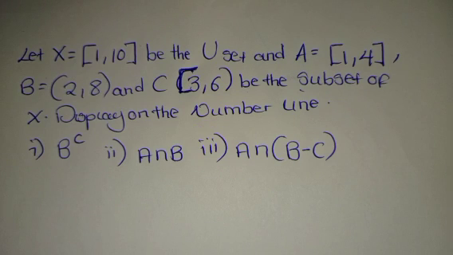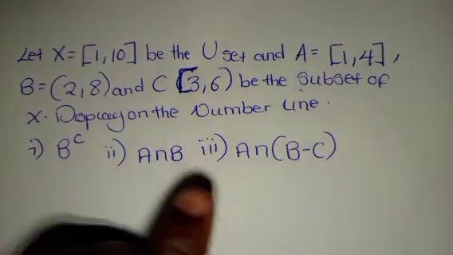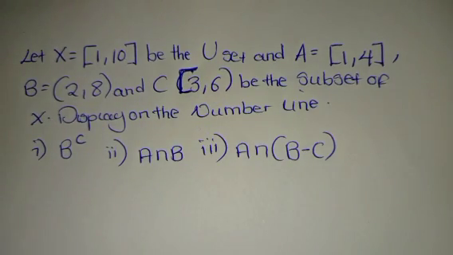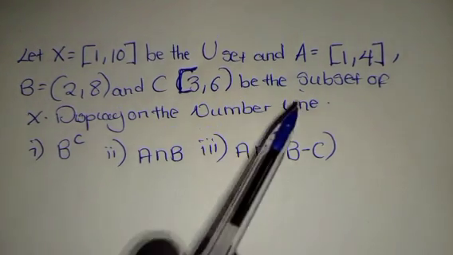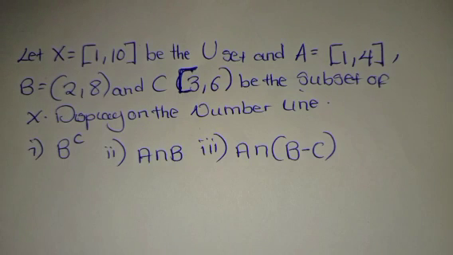Your host, Golden Zulu. So today we have one interesting example under sets which reads to say, let X be equal to that, the universal set, and A be that. B is also equal to that together with C. B the subset of X. So remember a subset, this is simply a set within a set. And A, B, and C are within the universal set. That's why we're calling them the subsets.